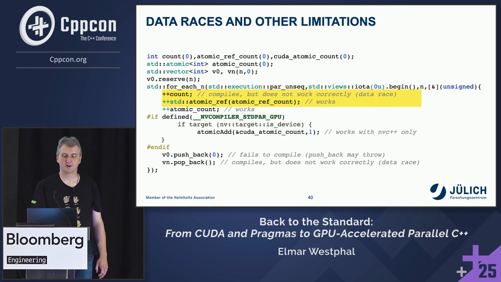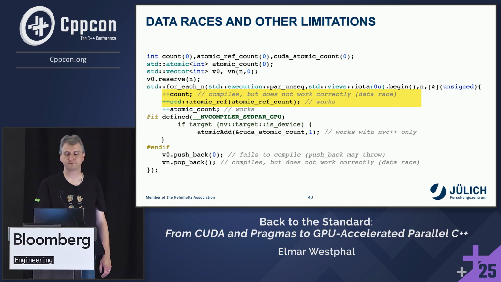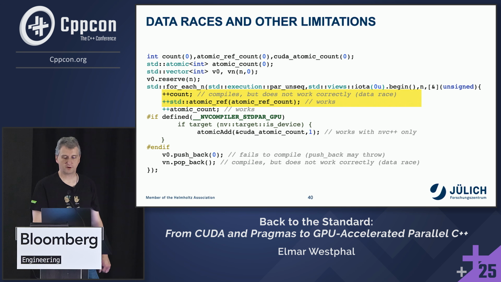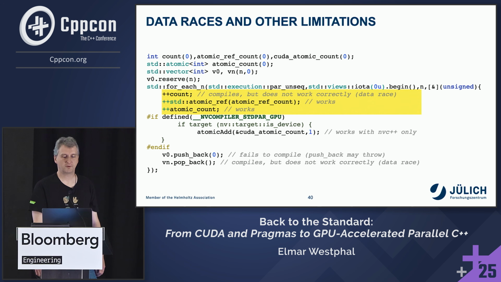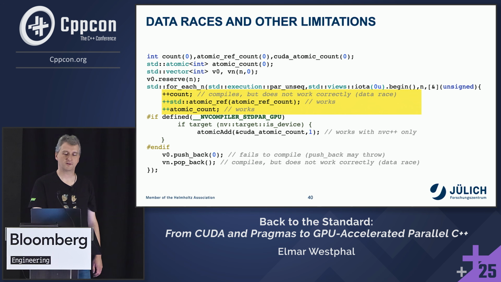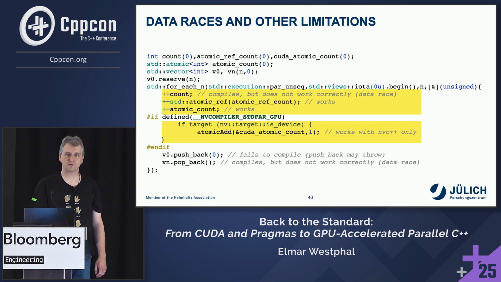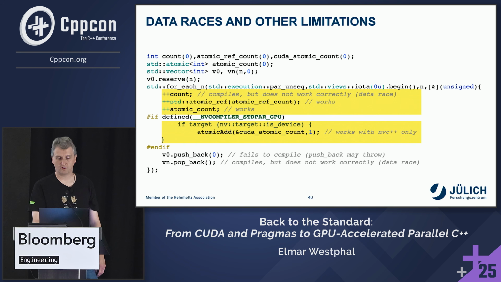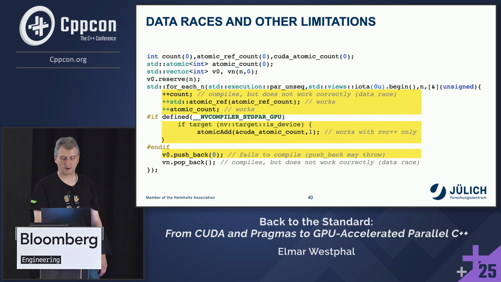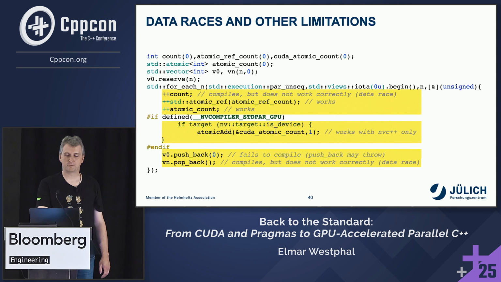And we can put an atomic ref around an int, which will compile and give the right result. We can use a completely atomic type here, which will of course also work. With the NVIDIA compiler, we can use the atomic add from CUDA, which will also work. This one would fail to compile, the compiler tells you no. And this one will compile, but end up in the data race.